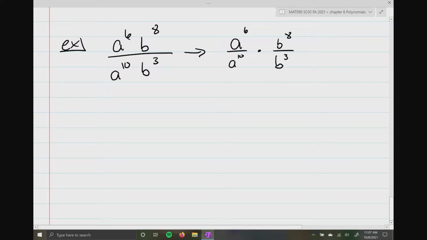is we can think of this as like two little mini problems. First, it's going to be a to the 6th divided by a to the 10th. And then the second one is going to be b to the 8th divided by b to the 3rd. And then you just multiply the answer together. Now, my thing is this, because we're going to start seeing stuff like this. For the first part, a to the 6th over a to the 10th, I know the bases are the same, so I'm going to subtract the exponents. But what I'm going to do is this.